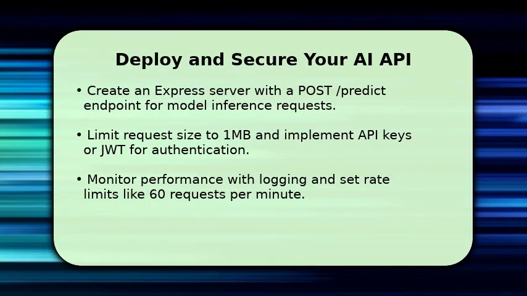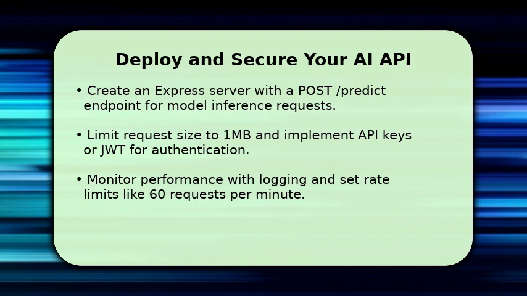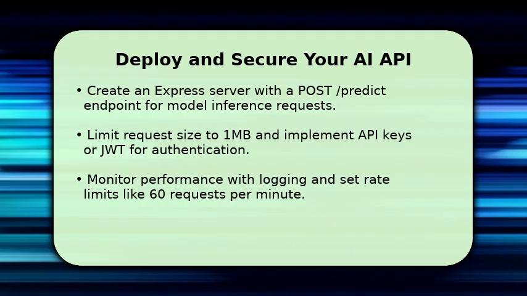Add authentication using API keys or JWT tokens to restrict access. Implement rate limits such as 60 requests per minute and log latency metrics for each call. Use environment variables for secrets and run your server behind a reverse proxy.